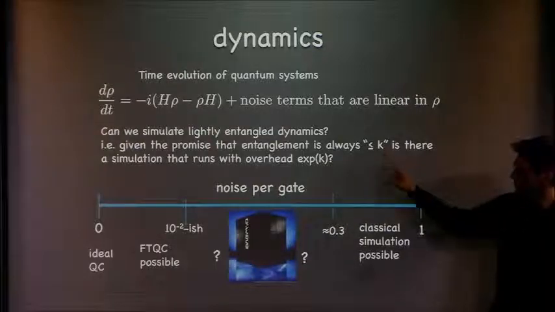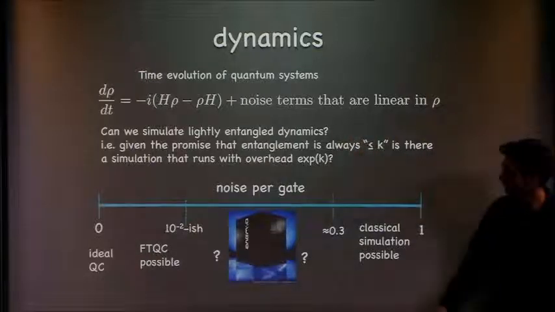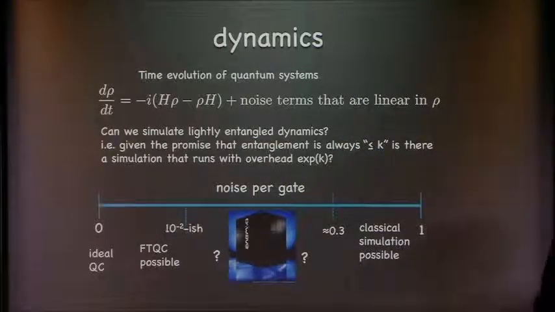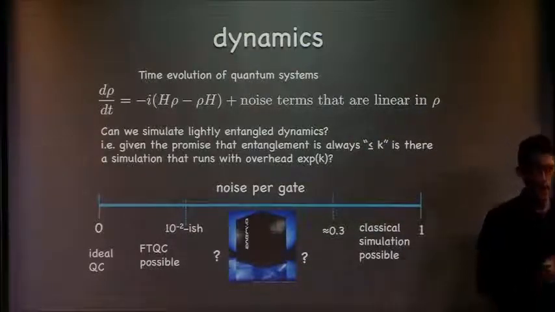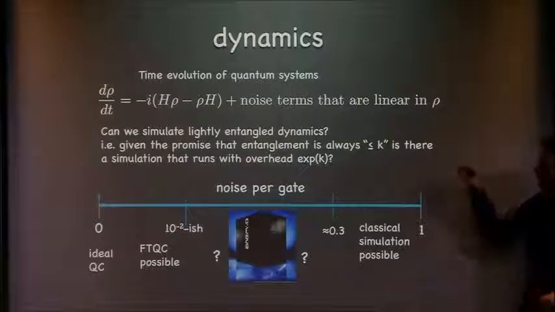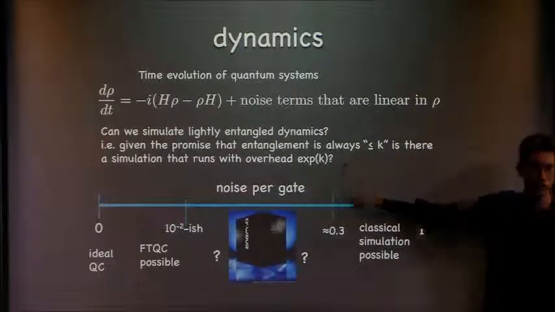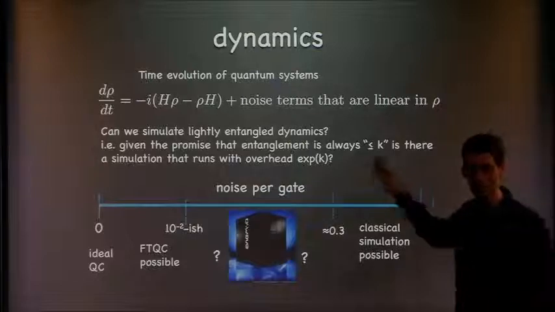Here's the question that I think we'd like to answer. Could we simulate lightly entangled dynamics? Namely, if you knew the entanglement was always less than k, then can you do some simulation that runs in overhead exponential in k? Not only is the question open, but I don't even know how to define the question, because what does it even mean for entanglement to be less than k? I think defining that is a big part of what's missing.